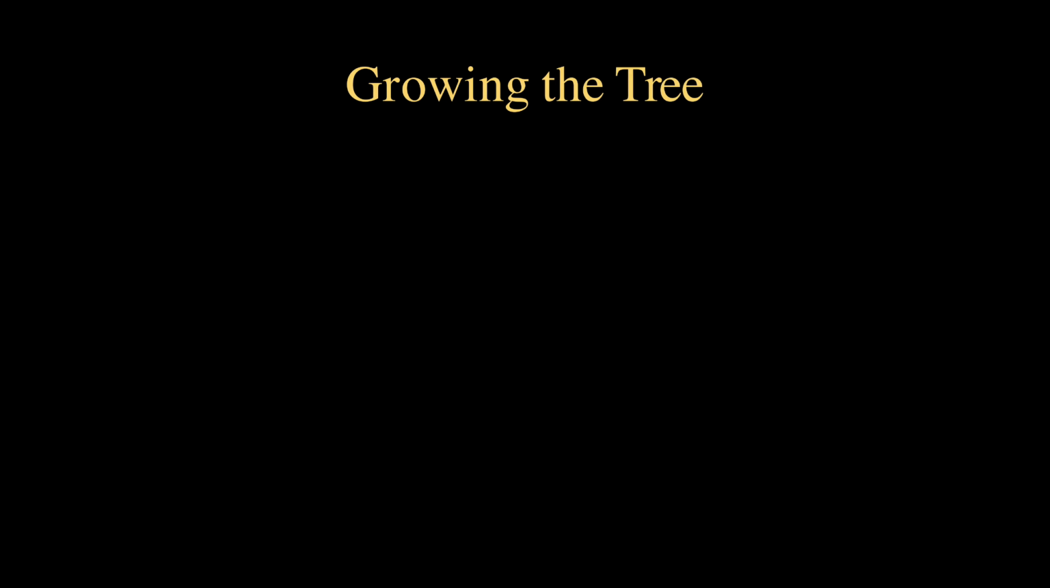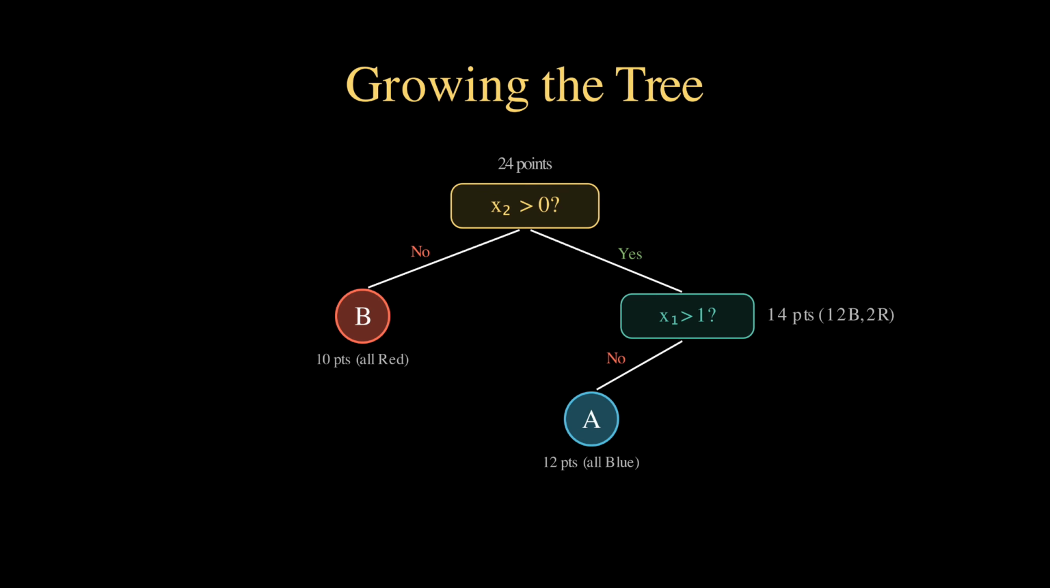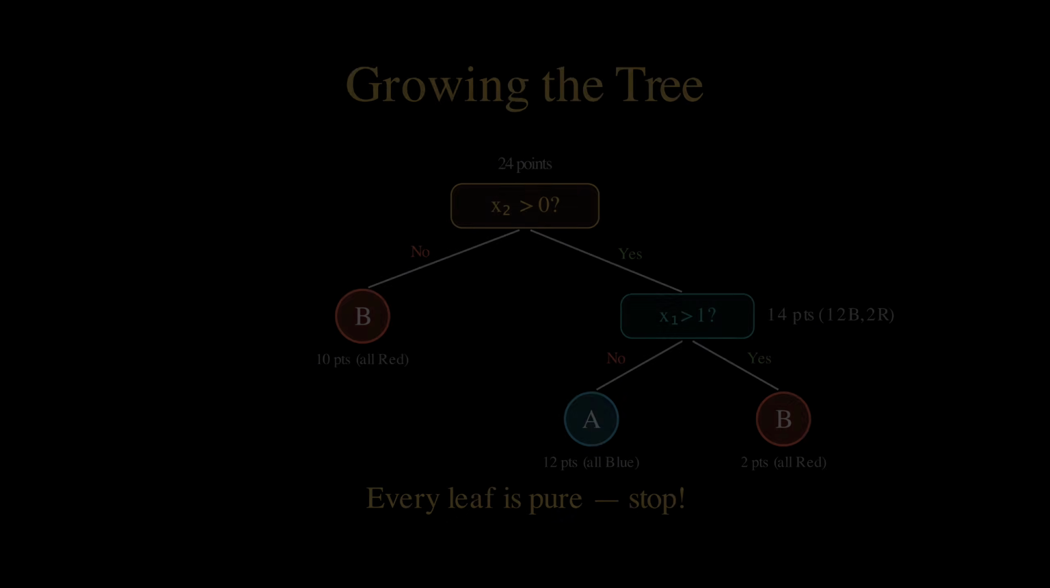The process works like this. All 24 points start at the root. The tree finds the best split, is x2 greater than 0, and divides the data. One branch leads to pure red, so it becomes a leaf. The other still mixes, so it splits again. Now every leaf is pure, and the tree stops.